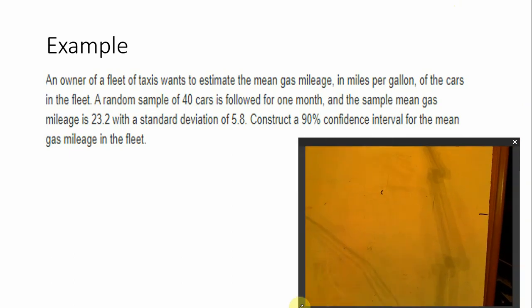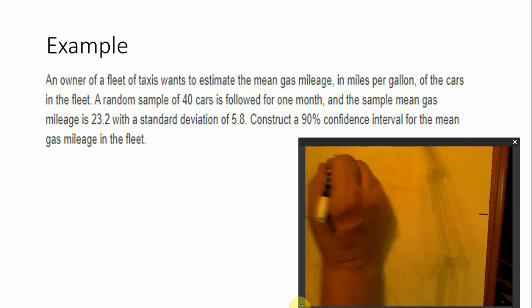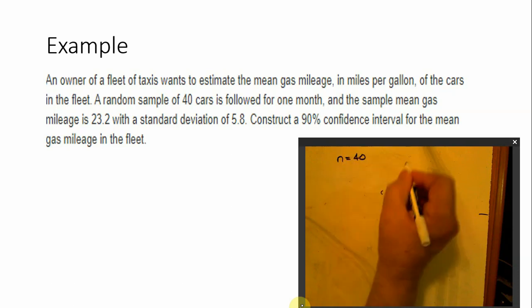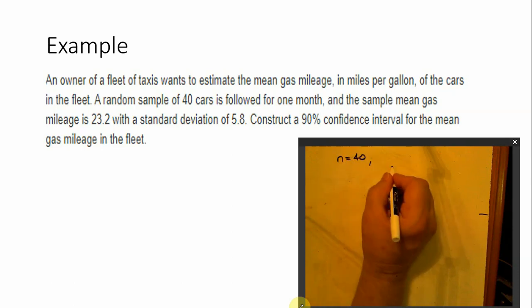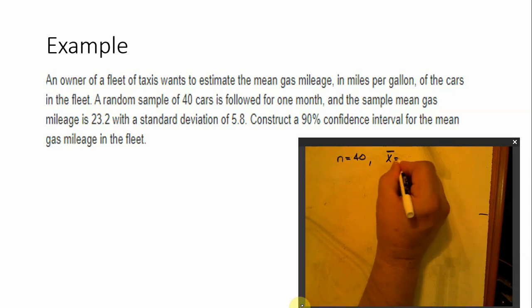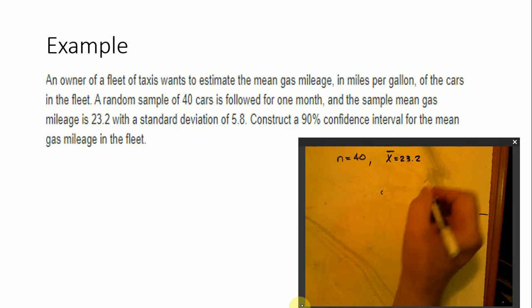Okay. So an owner of a fleet of taxis wants to estimate the mean gas mileage in miles per gallon of the cars in the fleet. A random sample of 40 cars is followed for 1 month. So let's go ahead and write over here what we've got to start with. So I've got an n is 40. That's my sample size. The sample mean gas mileage, the sample mean, well, that would be the x bar, and that's the 23.2. And then a standard deviation.